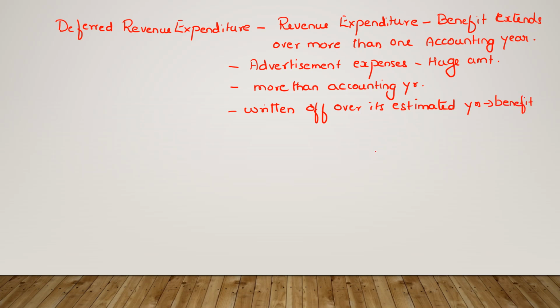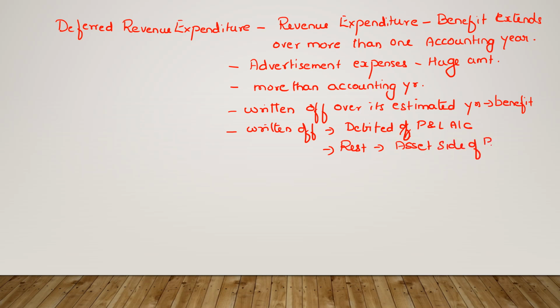Like in my example, I said because of huge advertising, if the benefit is going to come in the form of increased assured sales for the next 3 years, then it has to be written off over the next 3 years. And therefore, whatever is written off, the written off portion would be debited to the statement of profit and loss account, and the rest of the amount which is still to be written off would be shown on the asset side of the balance sheet till it is written off.